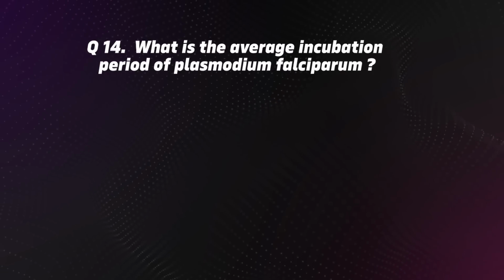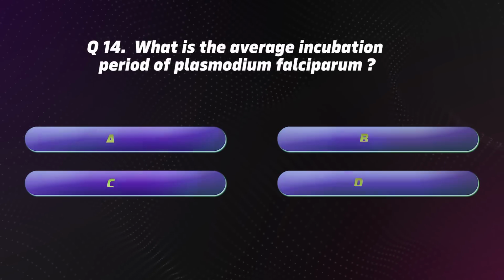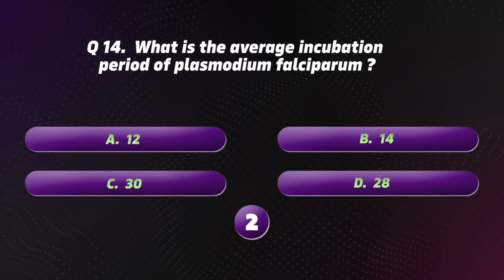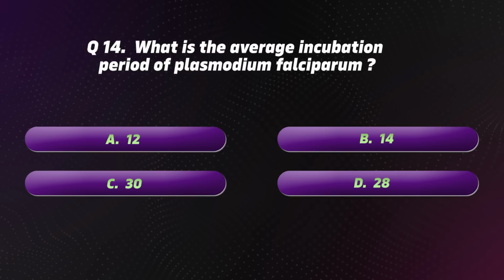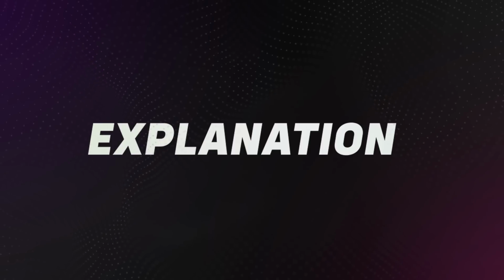Question 14. What is the average incubation period of Plasmodium falciparum? Here are the options. A. 12. B. 14. C. 30. D. 28. And the correct option is A. 12. Here is the explanation.